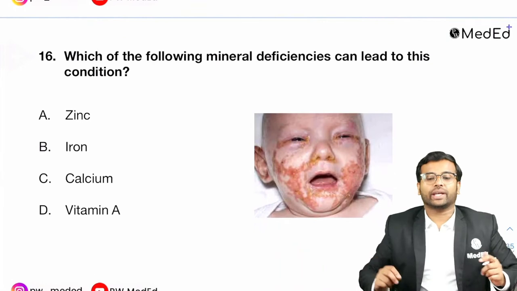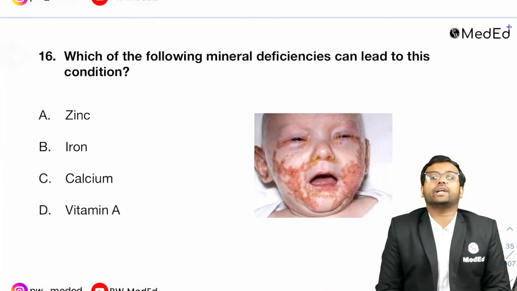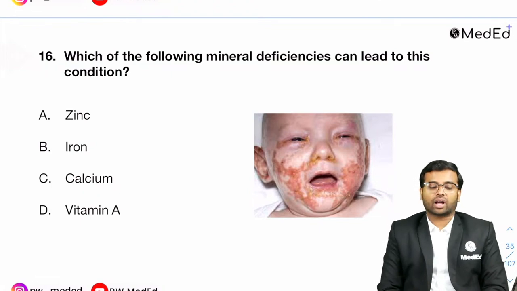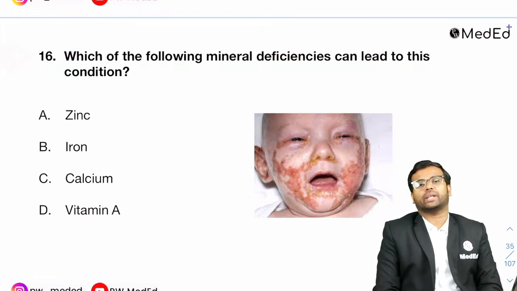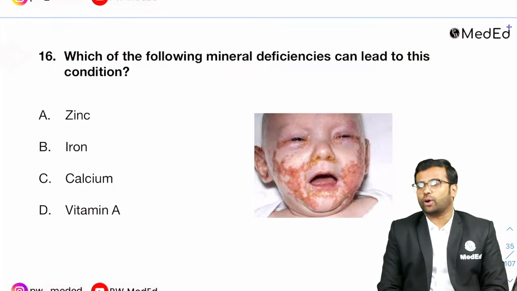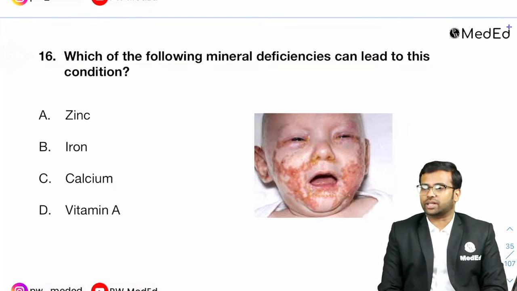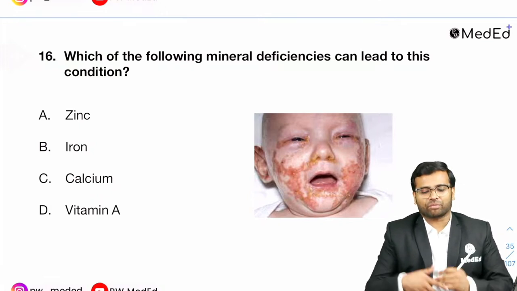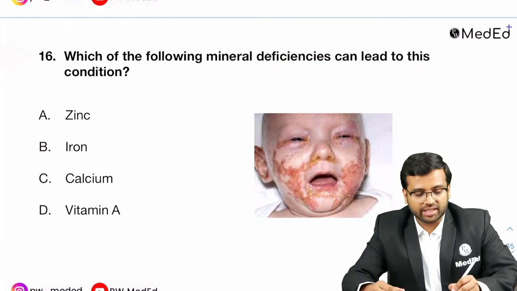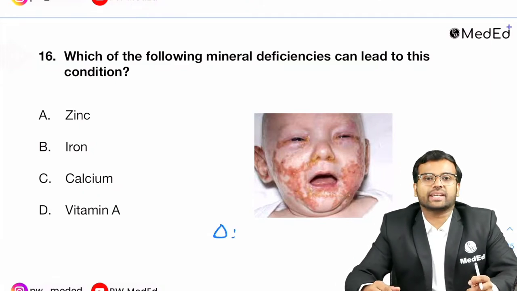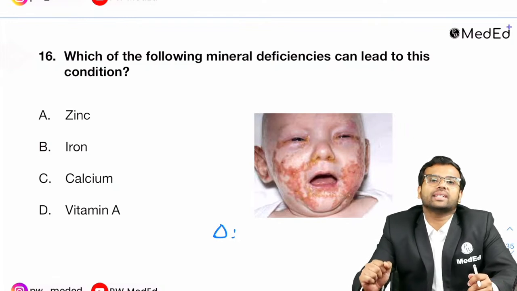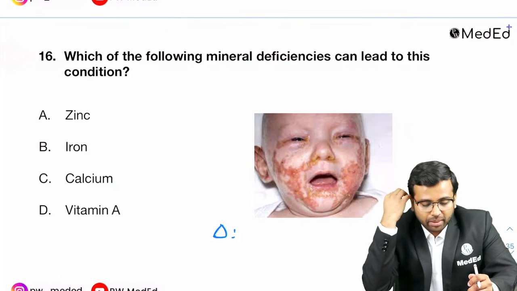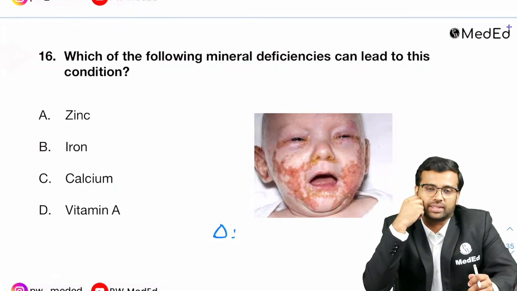Which of the following mineral deficiencies can lead to this condition? The options are zinc, iron, calcium, vitamin A. So what is being seen here? First of all, can anybody tell me what the diagnosis is? There is a small baby, and you can see multiple erosive lesions present over the periorificial area of the face.